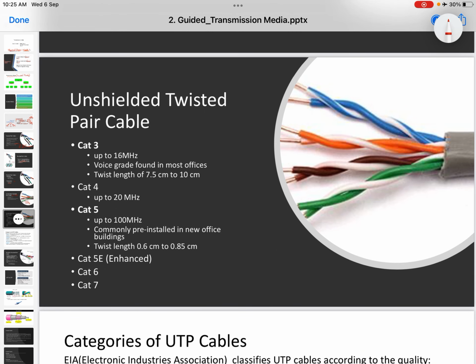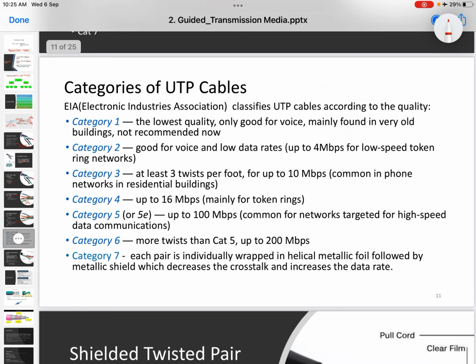Unshielded twisted pair cable Cat3. The features of Cat3 are up to 16 MHz, voice grade, found in most offices, with a twist length of 7.5 cm to 10 cm. For Cat4, you have a frequency of up to 20 MHz. Cat5 is up to 100 MHz, commonly pre-installed in new office buildings, with a twist length of 0.6 cm to 0.85 cm. This one is in new office buildings because this is the latest. Cat 5e is an enhanced version, then Cat 6 and Cat 7.